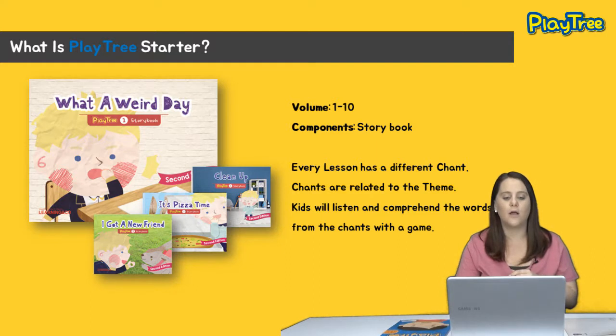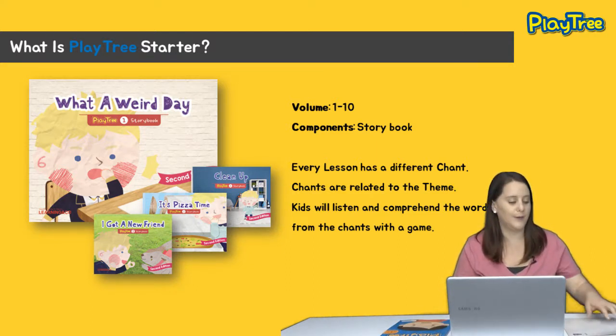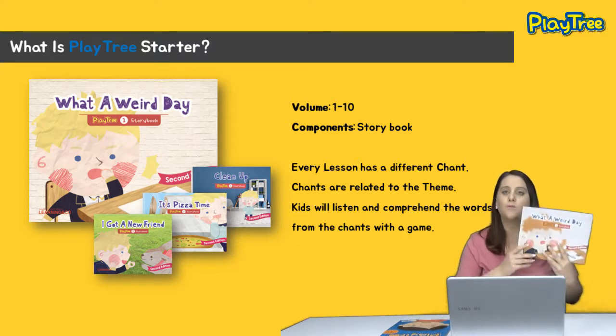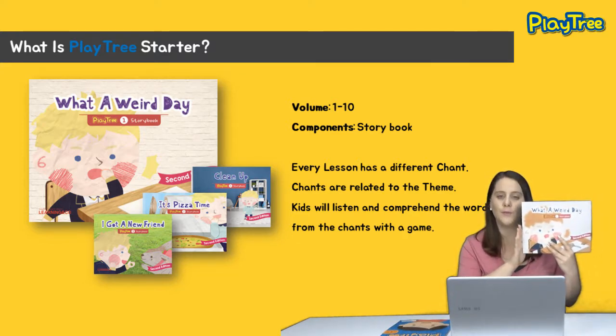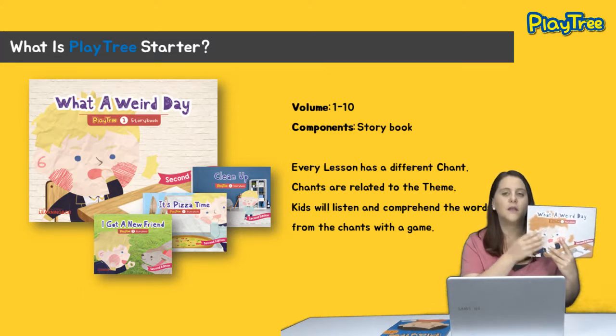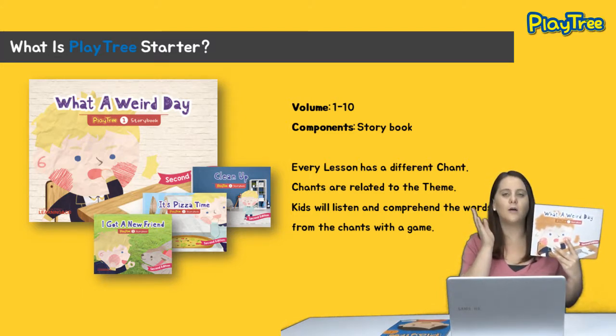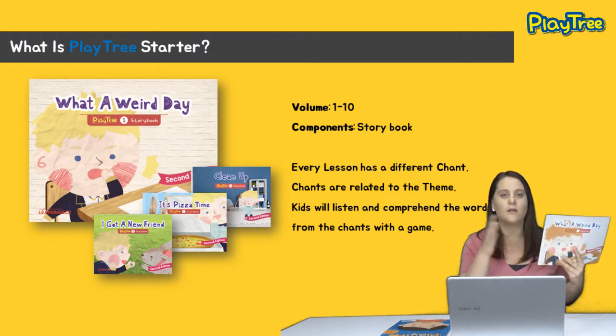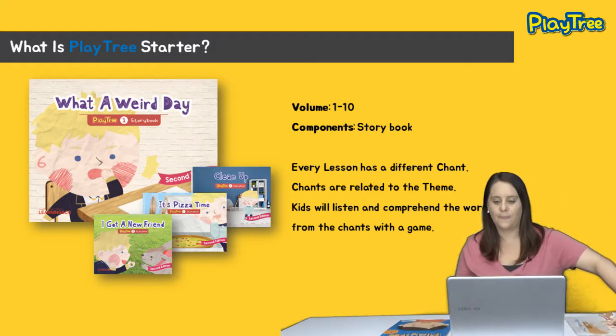Now let's talk about the materials that you're going to be using during PlayTree. We have volumes 1 through 10, and it's our storybook. Every lesson has a different chant as well, and the chants are related to the theme in the storybooks. Kids are going to listen and comprehend the words from the chants with various activities planned in the following days.